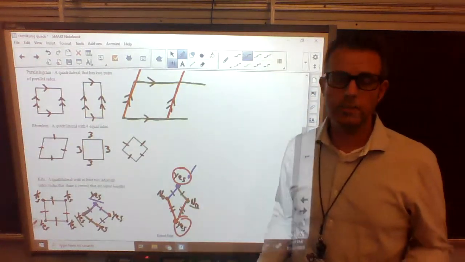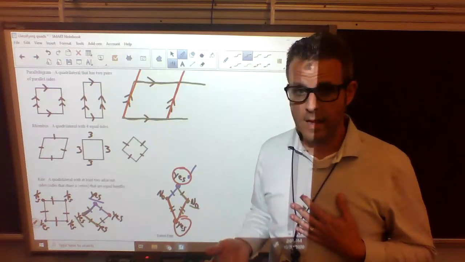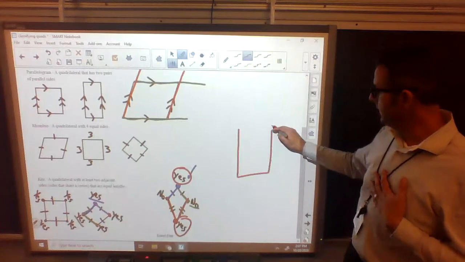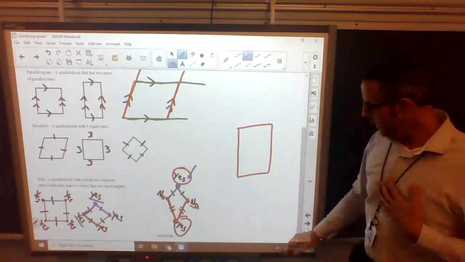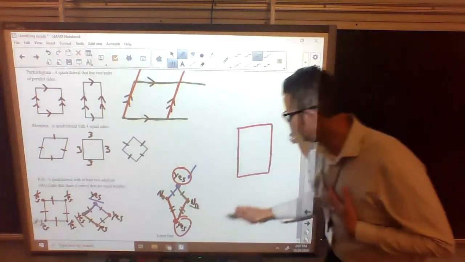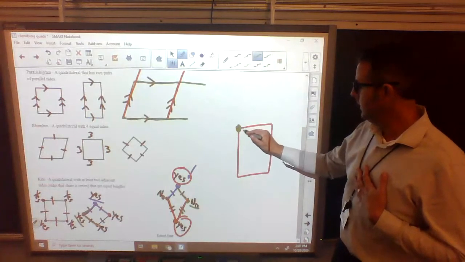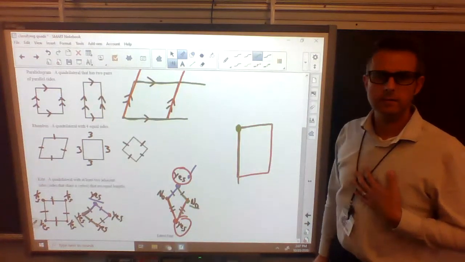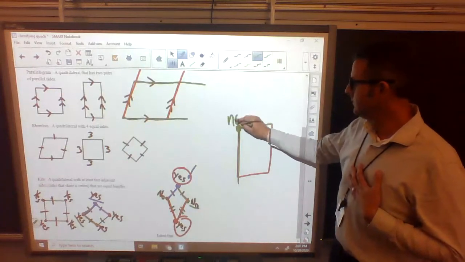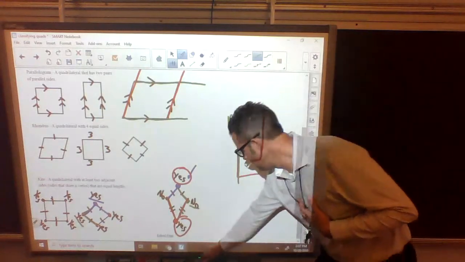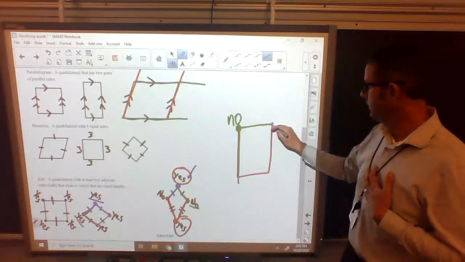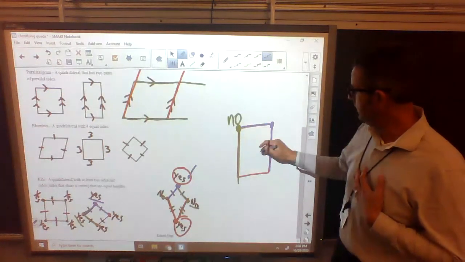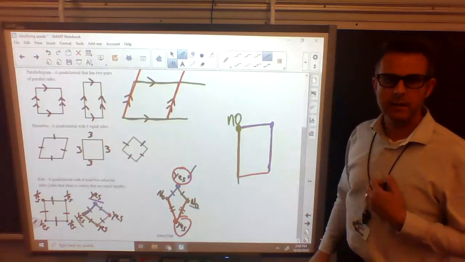So I'm going to show you one more. I'm going to give you an example of something that's not a kite and why. I'm going to give you the old traditional rectangle. Here are our four corners. I'm going to start with this one. Is this line and this line the same length? No. So I'm going to write my no there. I'll go to the next corner. Which two hit this corner? Well, it's this one and this one. Are the two blue lines the same length?